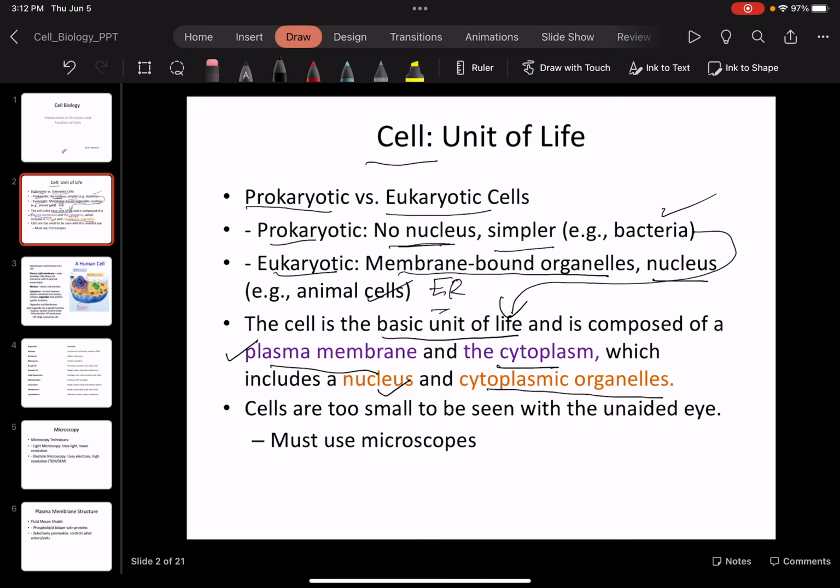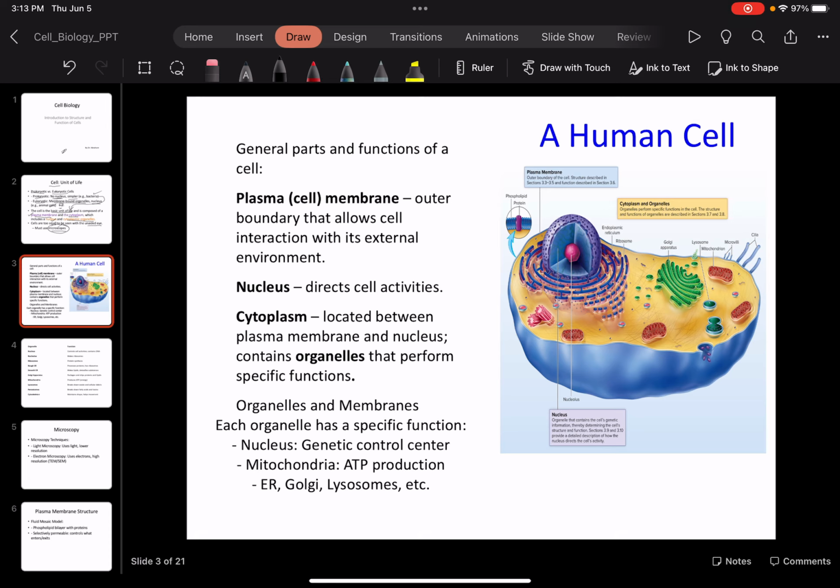Those cells are very small. They are microscopic, unable to be seen with your unaided eyes. That's why we use a microscope to see and study the structure of cells. We're going to see that human cells do not all look the same. The structure may be different, the shape may be different, the number of organelles may be different, but we are looking at the general cell.